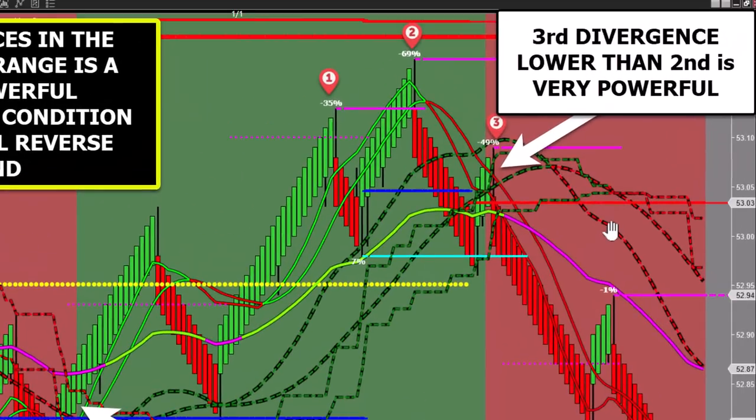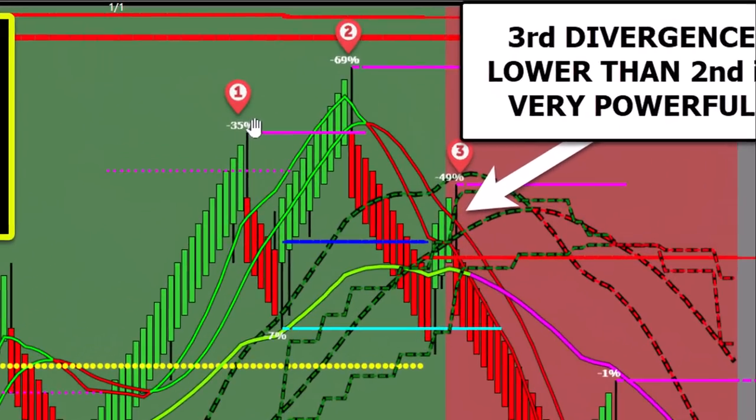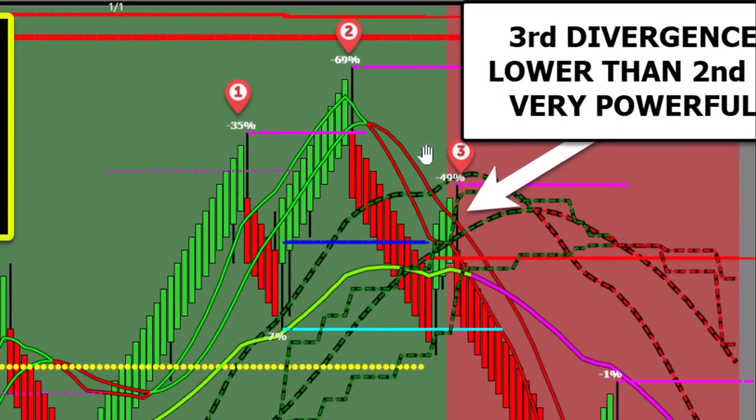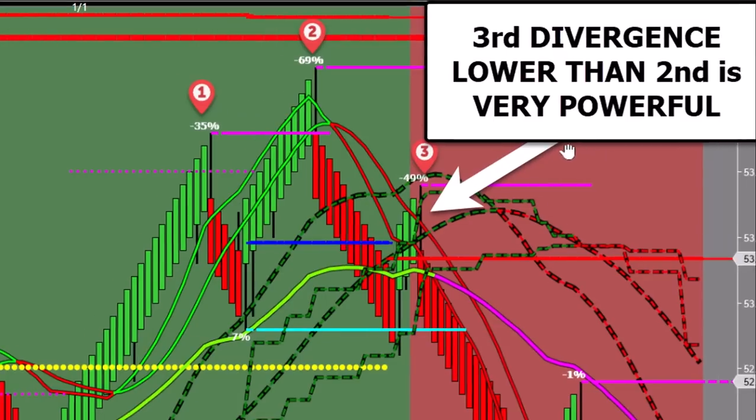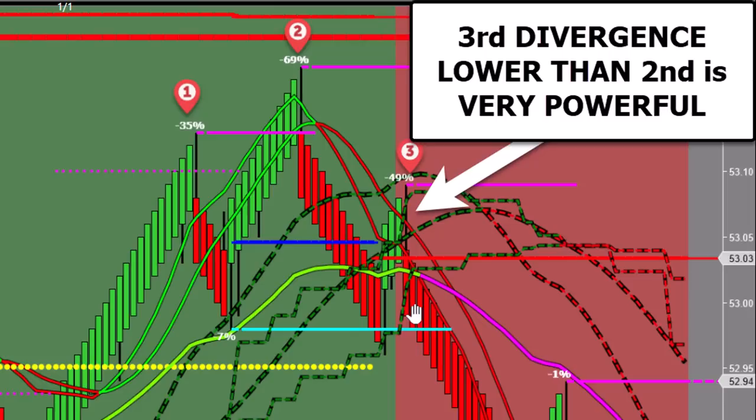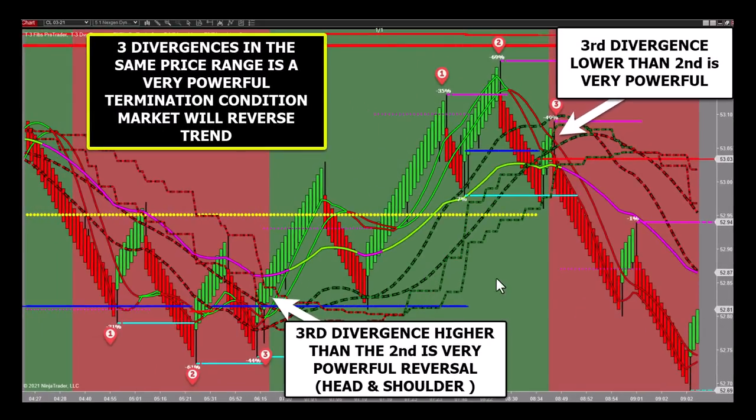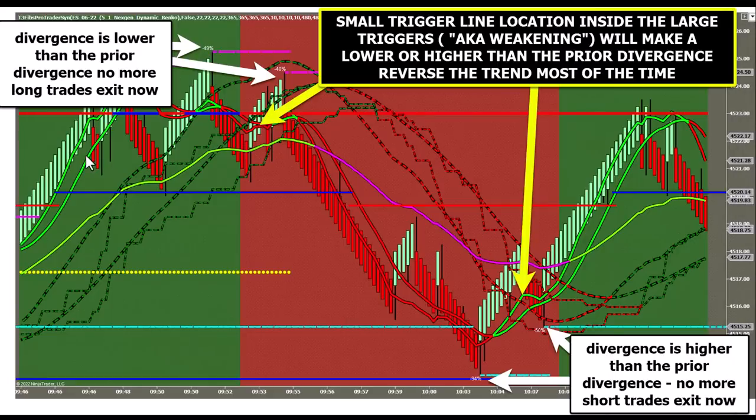If we have a 3 divergence configuration in the same general price scale, then the market will usually reverse. If any divergence is lower than the prior divergence, the market will probably keep going down. So that's a real powerful concept that we'll use a lot when we're watching not only our large charts, but our small charts as well.